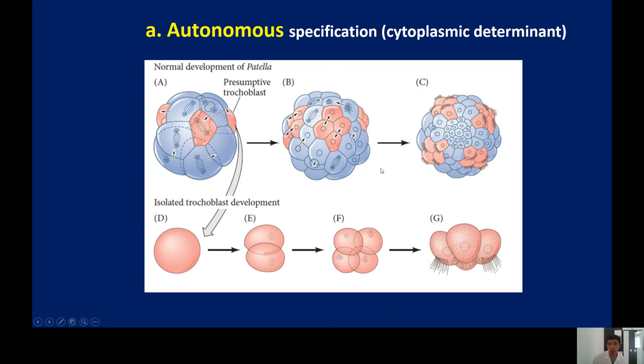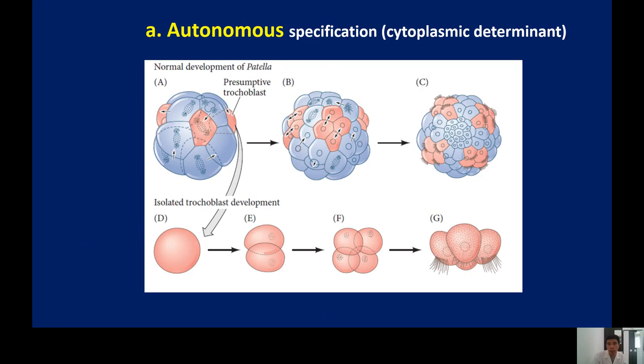To call it autonomous specification, even though they stay in the formation, each different cell has its cytoplasmic determinants that direct it to become specific types of cells. So when we separate them into single cells and grow them in the medium, the gray cells will form non-ciliated cells, while the red cells will form ciliated cells. So there are specific determinant factors contained in the cytoplasm of each different cell that act as directors for the specification of such cells. So it is autonomous.